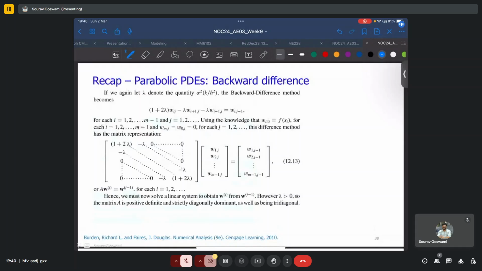Based on some algebraic manipulation, the backward difference method can take the form (1 + 2λ)w_ij − λw_(i+1)j − λw_(i−1)j = w_i(j−1). And the matrix representation for the same is also given in equation 12.13. A few things to note about the coefficient matrix here. The matrix A is positive definite, strictly diagonally dominant, and also tridiagonal, which means that we can use known algorithms such as the Thomas algorithm or other tridiagonal algorithms to solve for this linear system.